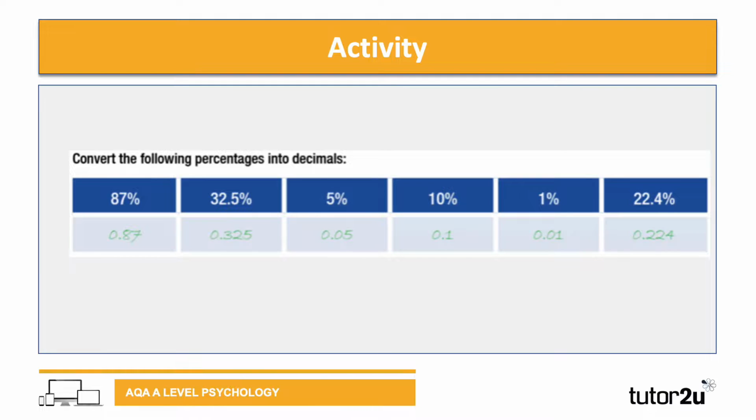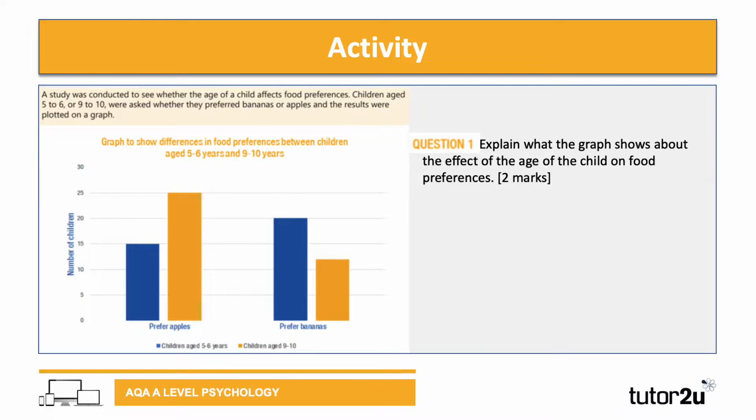So if we have a look at a graph now, this is a typical question in the exam. You'll be presented with this stem, this question. You have a graph here, and the question that may follow would be: explain what the graph shows about the effect of the age of the child on food preferences, for 2 marks. You have to explain what the graph is actually showing and demonstrating. So again, maybe have a go at this. Pause the slide now and have a go at answering this question, and then we'll go through the answers.